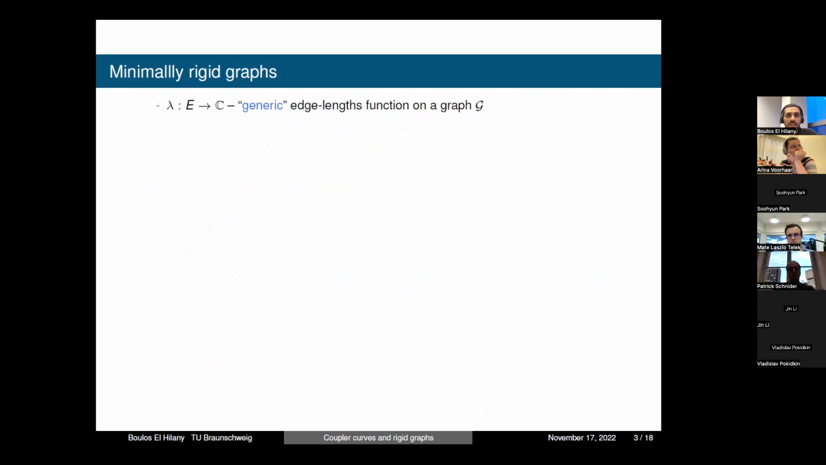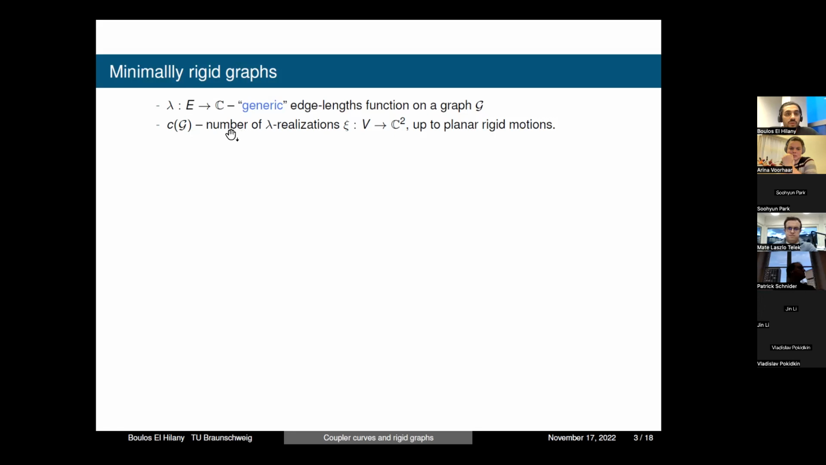Let's take a certain generic edge length. So this is a function, as I said before. Instead of C, I can look at R2 because now I can look at the Euclidean distance. I take the square of it, so it's an actual polynomial, so that I am also allowed to take complex values. And I define the following number: C of G is the number of lambda realizations of my graph up to those planar rigid motions.